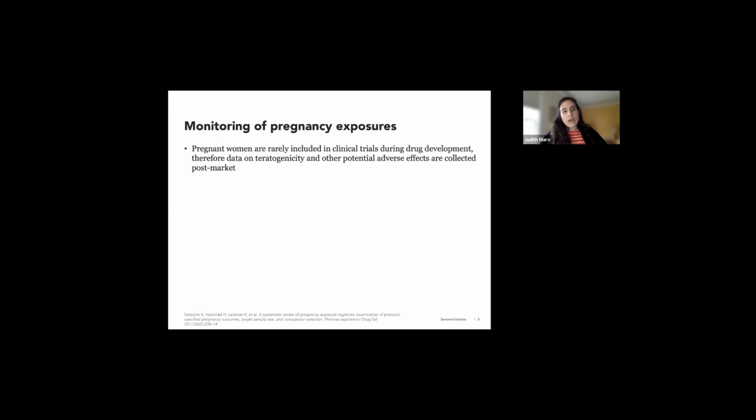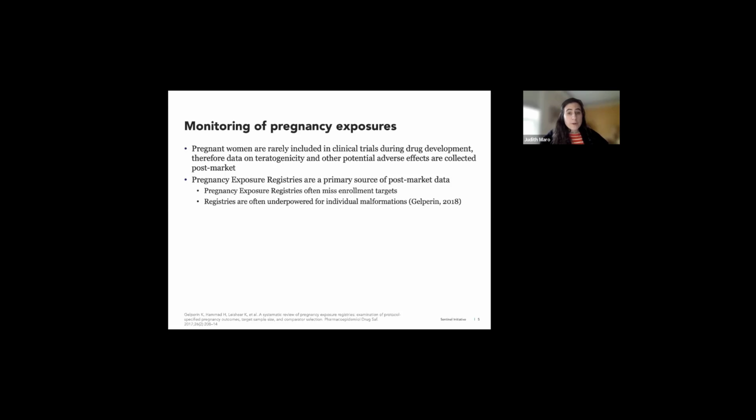So I'm going to review the state of affairs, but I think it's probably familiar to many of you that pregnant women are rarely included in clinical trials during drug development. And therefore, a lot of information on teratogenicity and other potential adverse effects are collected in the post-market. And so one primary source of data in the post-market is a pregnancy exposure registry. These pregnancy exposure registries enroll individual patients at any time during pregnancy and then monitor them for outcomes both for the mother and for the baby. But pregnancy exposure registries often miss enrollment targets, and the registries themselves are often underpowered for specific individual malformations.